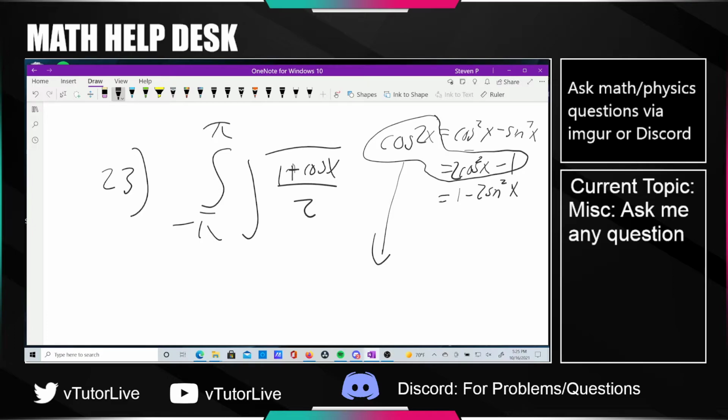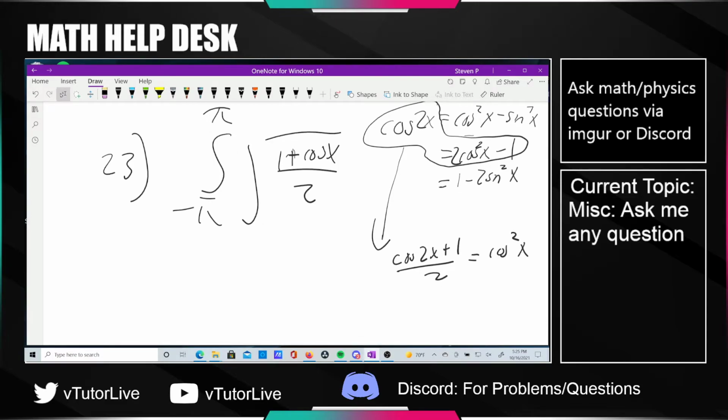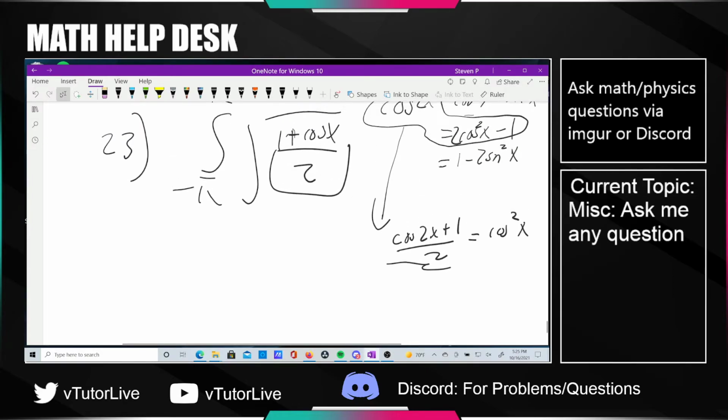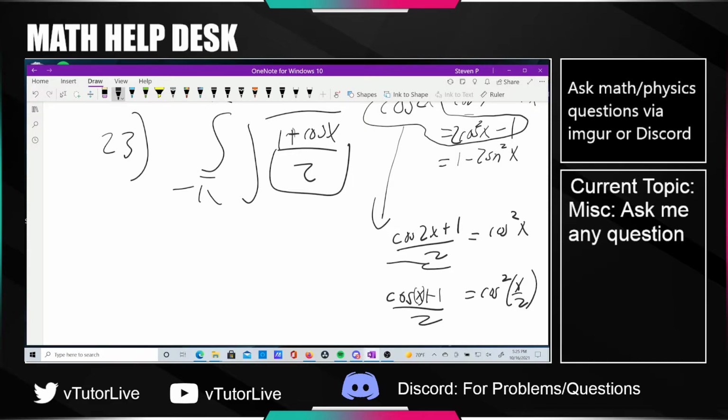Because this means that cosine of 2x plus 1, over 2, is equal to cosine squared of x, right? So this looks almost exactly like what you have over here, except it's x instead of 2x. So we just need to adapt it. Remember, the cosine formula for x would also apply to x over 2. So what I'm telling you is cosine of x, plus 1, over 2, with x over 2. This is a perfectly valid identity, right?